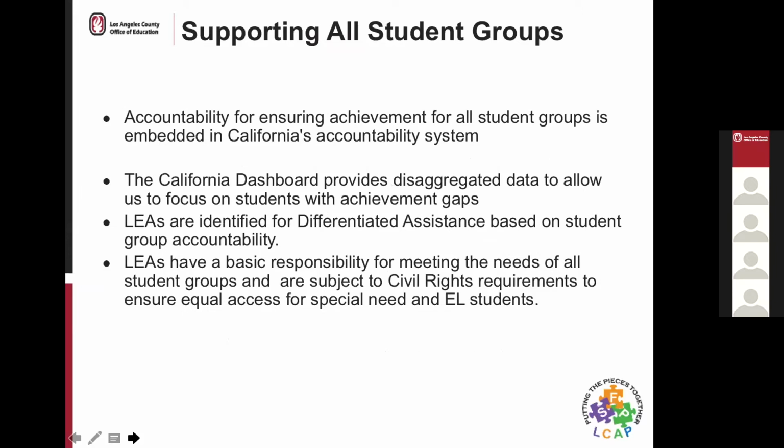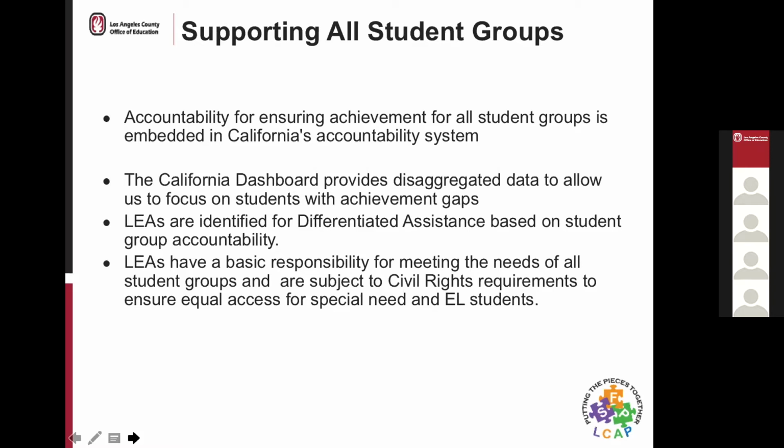Some other things we wanted to remind you of is about the LCAP supporting all student groups. The LCAP is about providing goals, actions, and services for all students to achieve in the 8 state priorities. And accountability for ensuring student achievement for all student groups is a part of California's accountability system. The California dashboard provides disaggregated data so we can focus on the groups with achievement gaps. And LEAs are identified for differentiated assistance based on student group accountability. So LEAs have a basic responsibility for meeting the needs of all student groups.